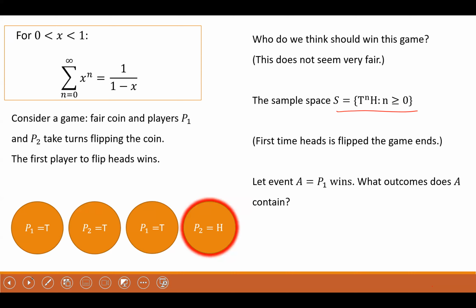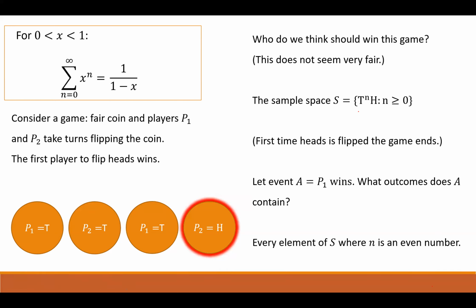Okay, so now we're going to define an event A. An event A is that player one wins the game. Okay, so now we want to find the probability of A, of course. To find the probability of A, we're going to have to look at what outcomes A contains. And A contains the following subset of S. It's these outcomes where N is an even number, right?